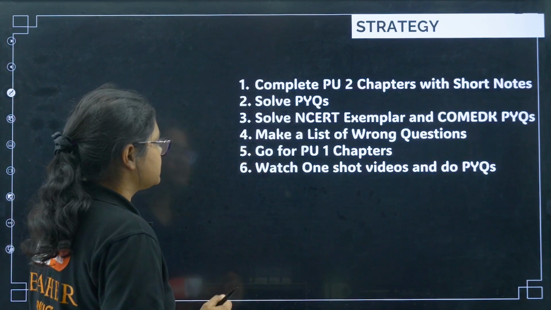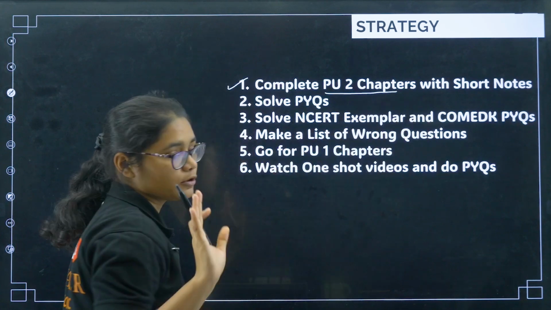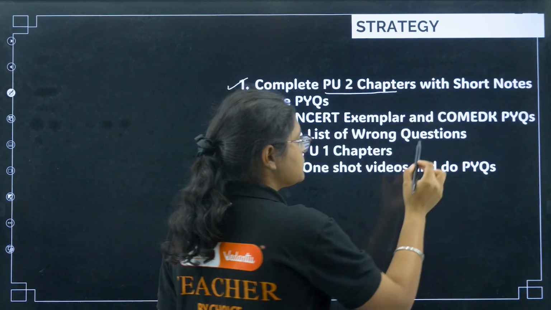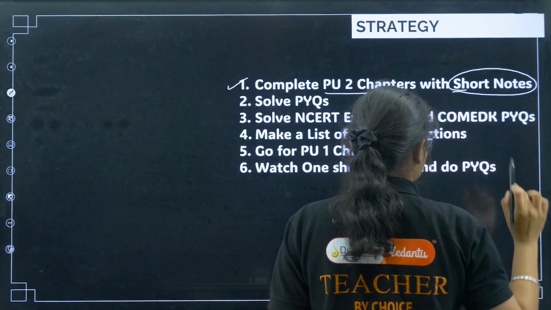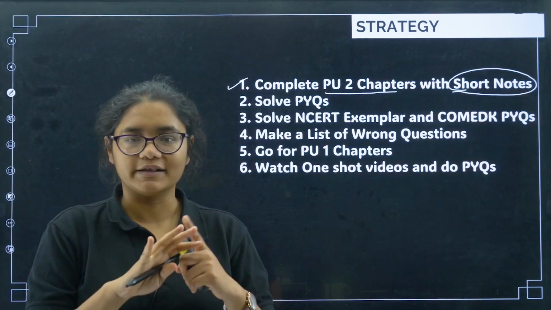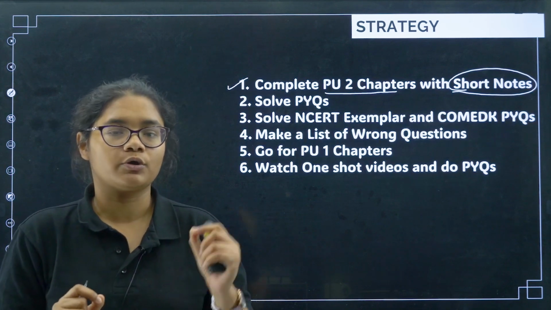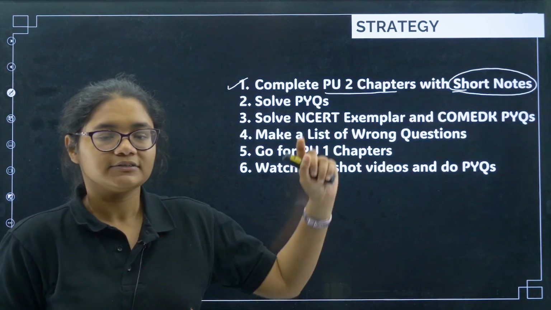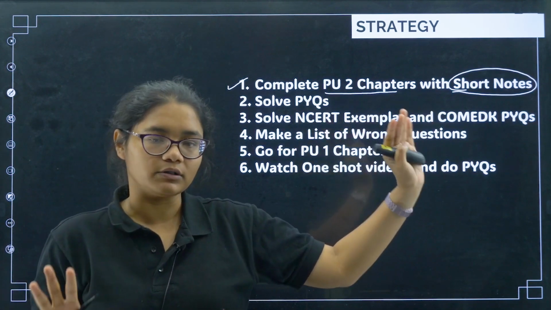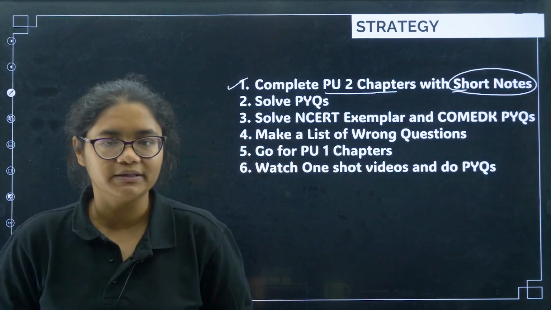So the first thing you have to do is complete all the PU2 chapters with short notes. When you are studying, make sure that your short notes are ready. I will be coming up with a video on how to make short notes for chemistry, or in general for all subjects. Please follow that and make your short notes for all the chapters, especially for PU2. So for 10 chapters, 10 A4 sheets with short notes should be there.